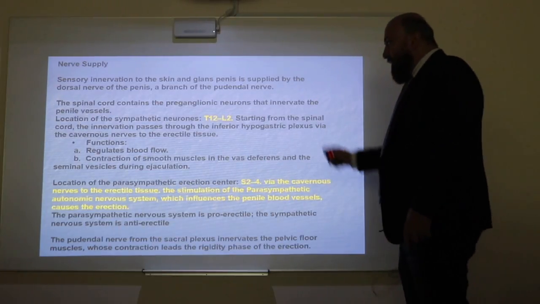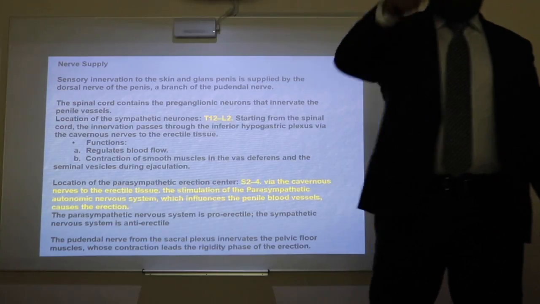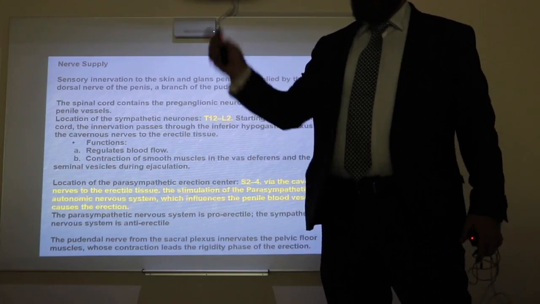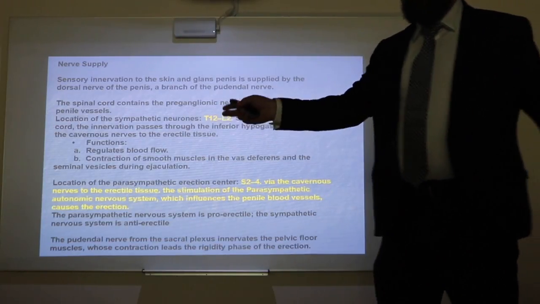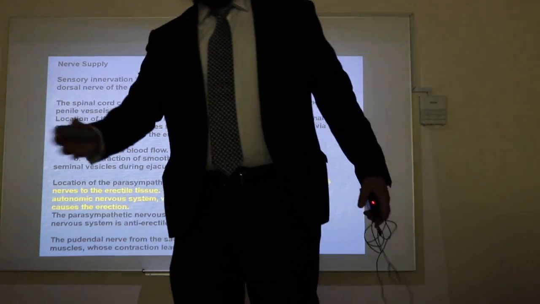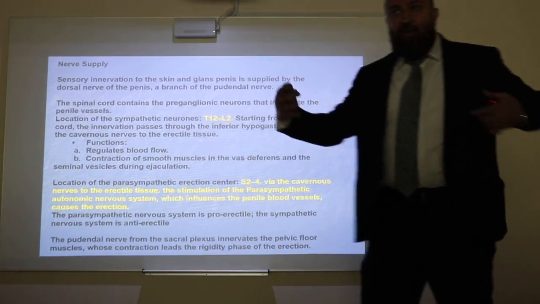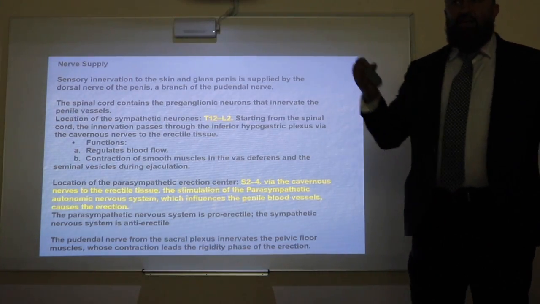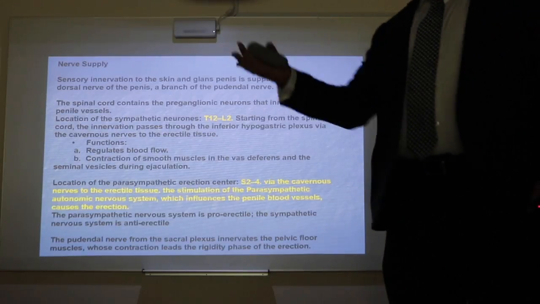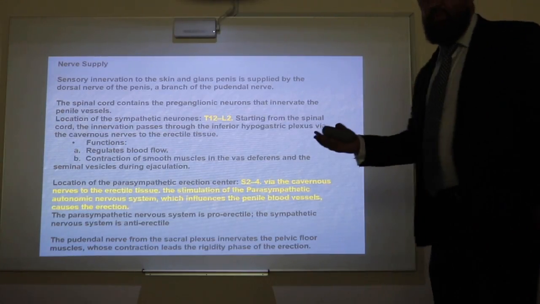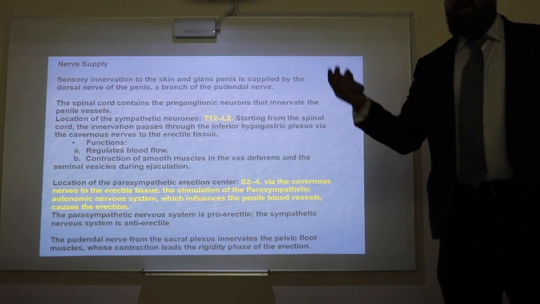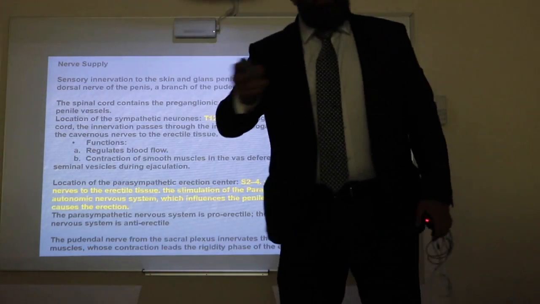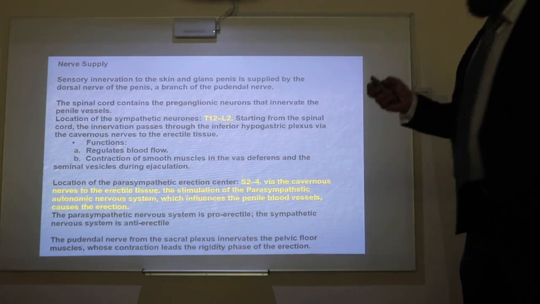So what did we say? We say pudendal with its branch, the dorsal nerve of the penis, or the clitoris for female. That is for somatic sensation, goes to the glands, goes to the skin, goes to the perineal muscles so that they contract. But in terms of functionality, it is sympathetic and parasympathetic. Sympathetic is for ejaculation. Parasympathetic is for erection.